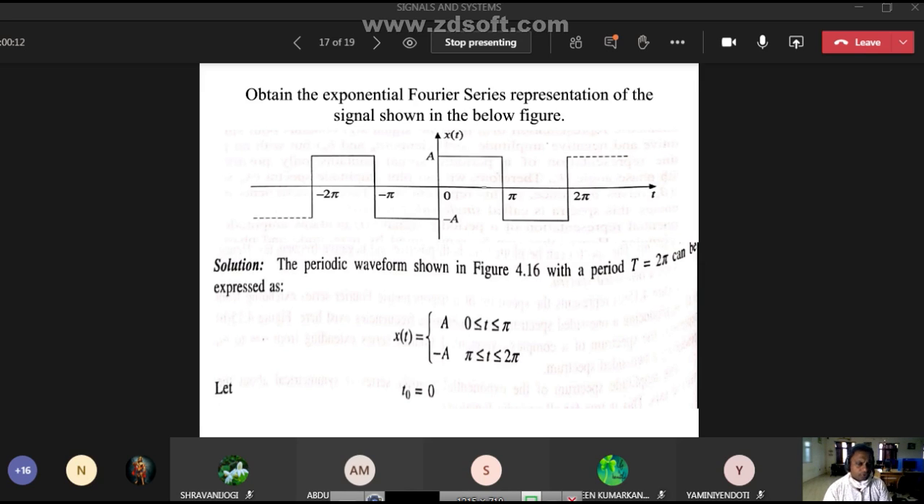x of t is equal to a between 0 and π, and between π and 2π it is -a. This is what is called the expression. It is constant, it is not varying. From 0 to π it is constant a, and from π to 2π it is constant -a. So this is what x of t is. I hope you are clear about this one.